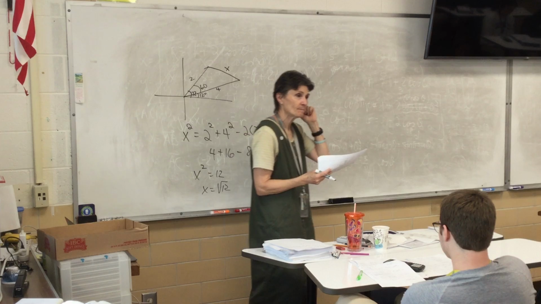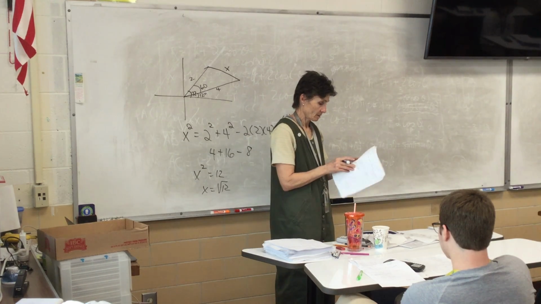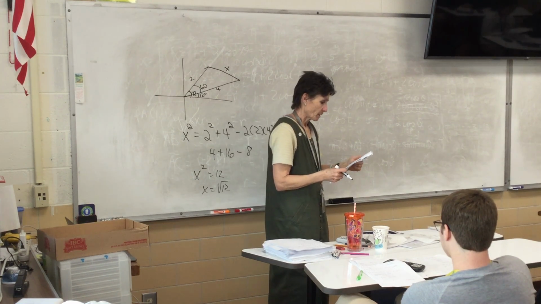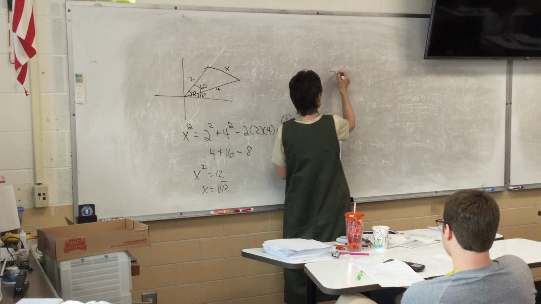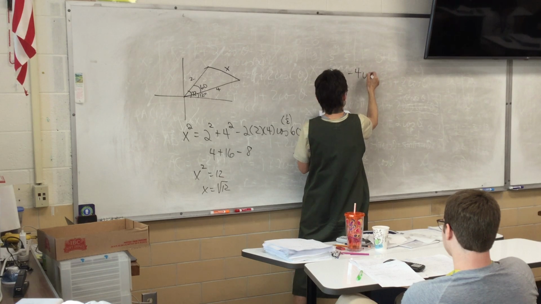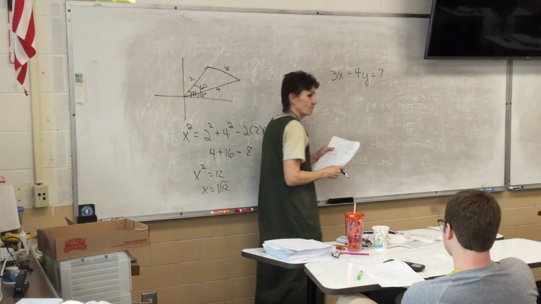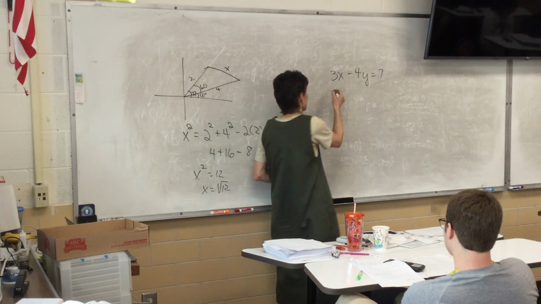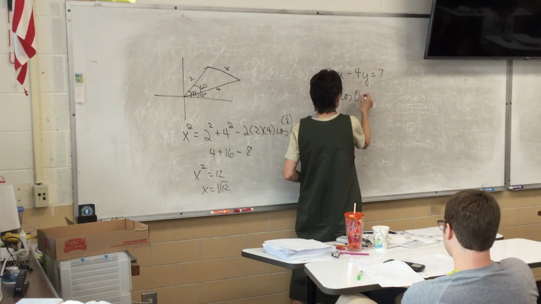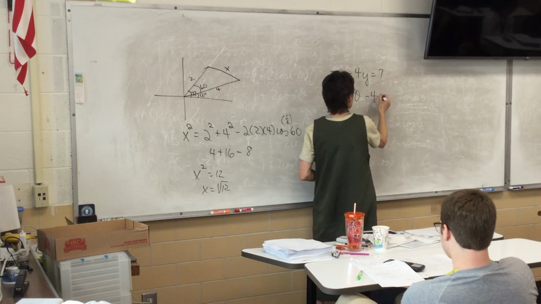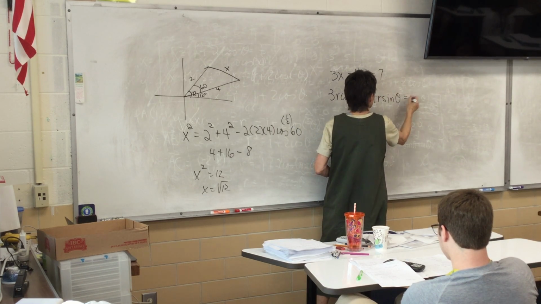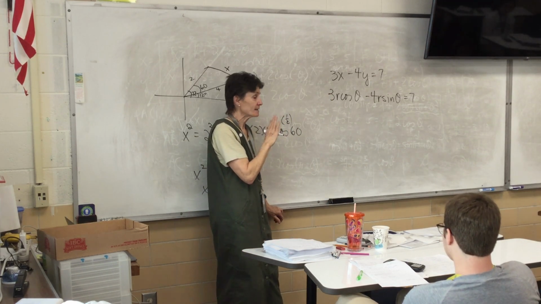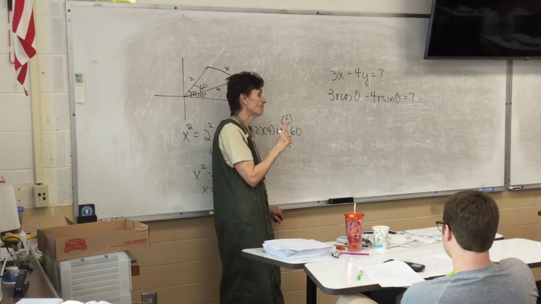What else, Madeline? 6-4, number 5. Rewrite as a polar equation. What's x? X equals r cosine theta. So I would just straight substitute in 3r cosine theta minus 4r sine theta equals 7. Now, that is a polar equation. It's not considered to be in graphable form.